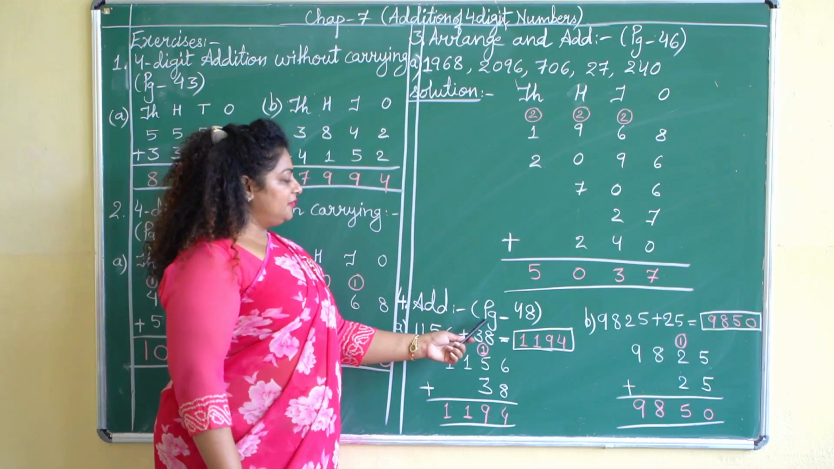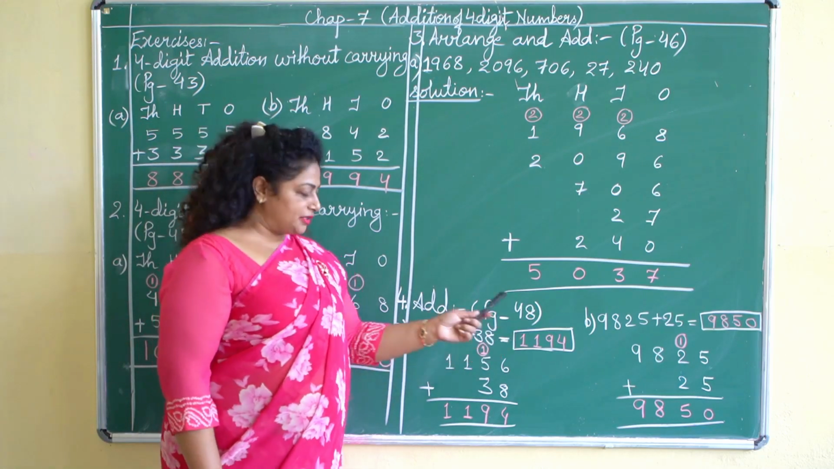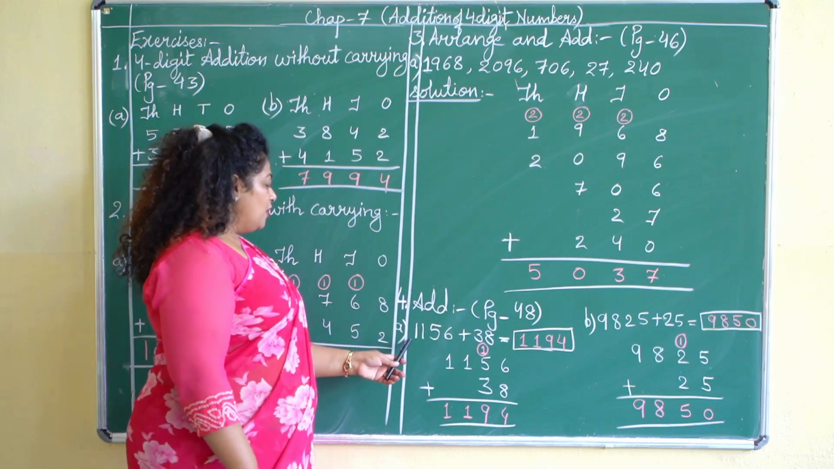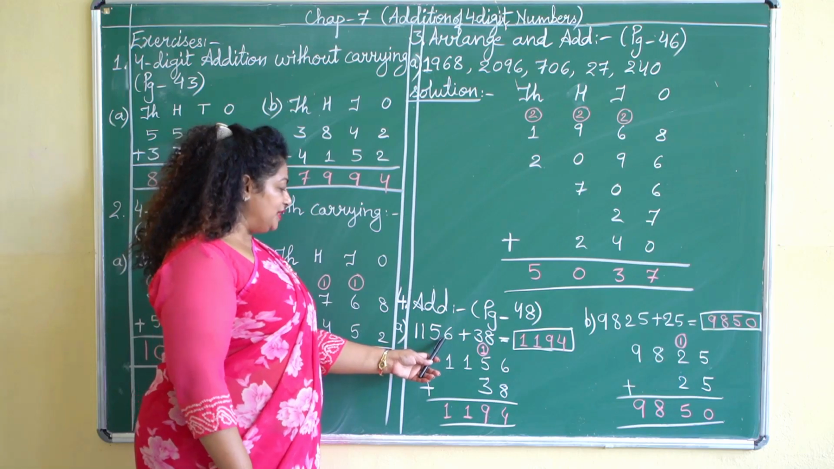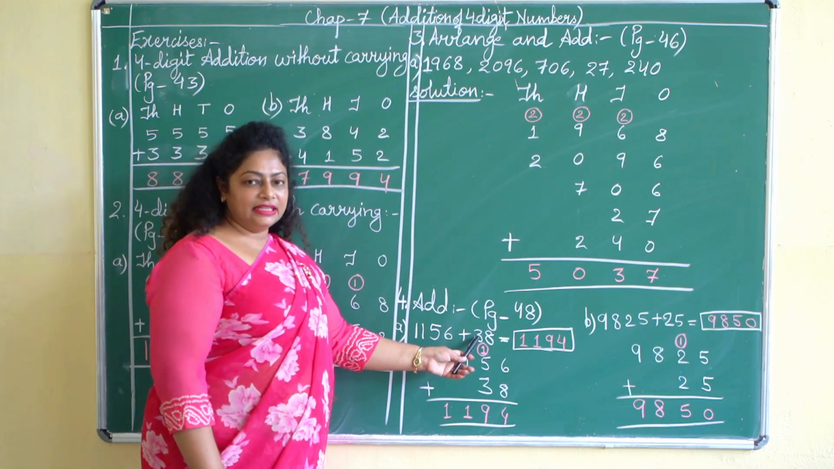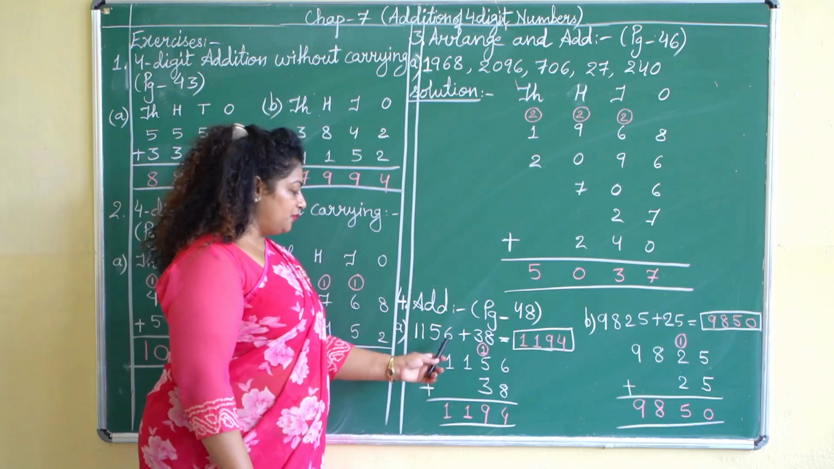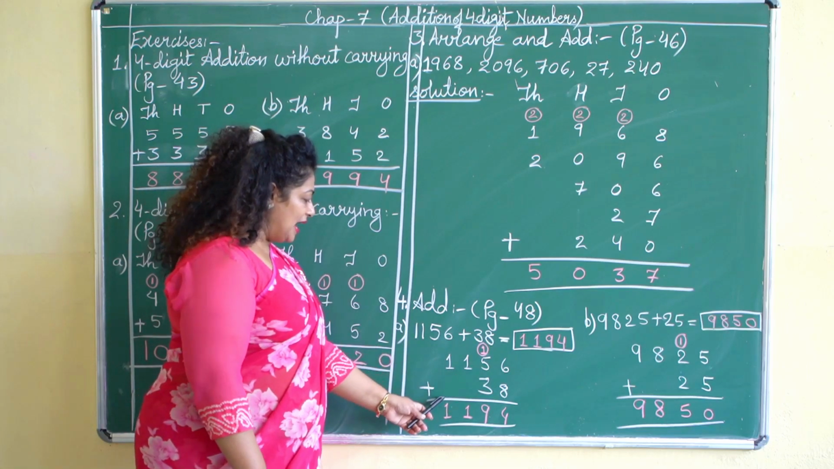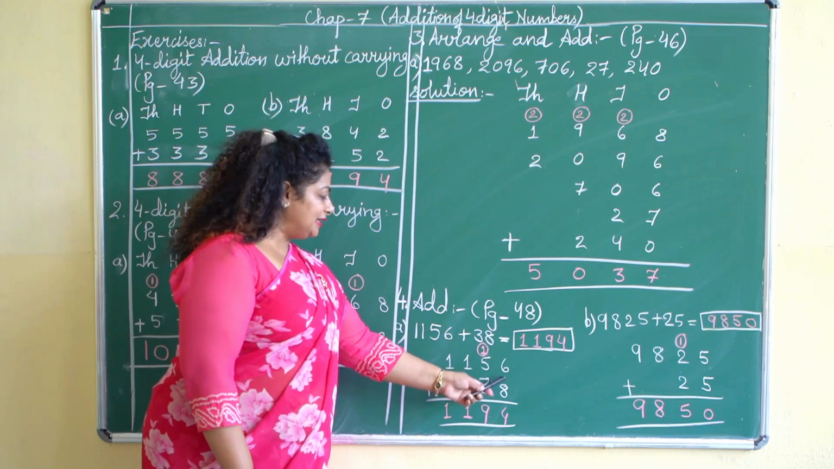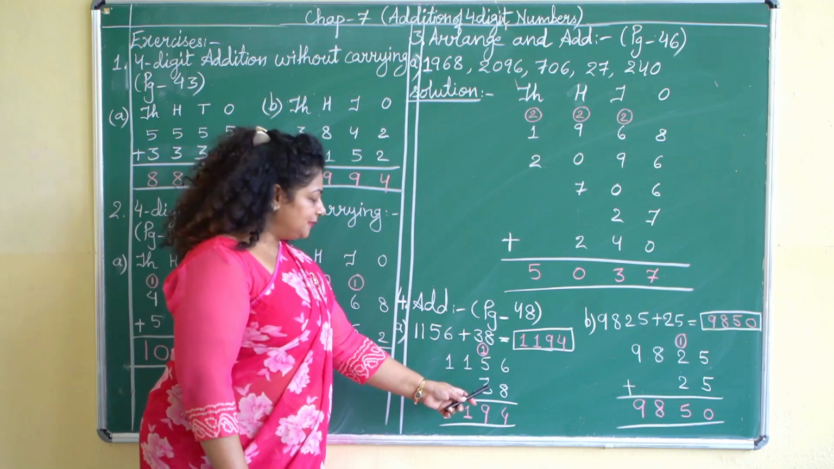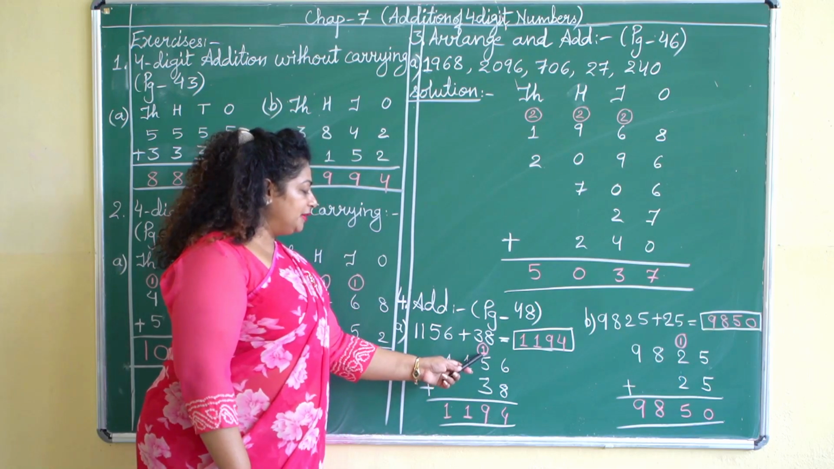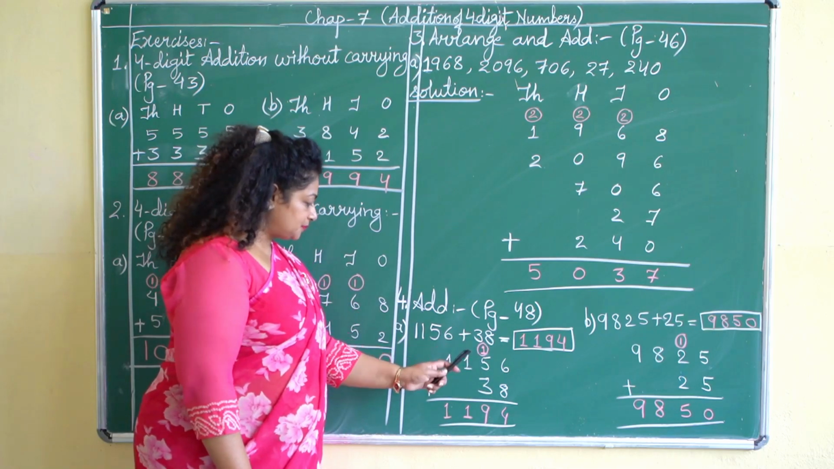Add. It is given on page number 48. The first number given to you is 1156 plus 38. Now let's arrange it first of all according to the values. So let's arrange and we'll add. So the numbers 6 and 8 are in ones place. Let's add it. 8 plus 6 will give you 14. 1 will be written on top of 5.